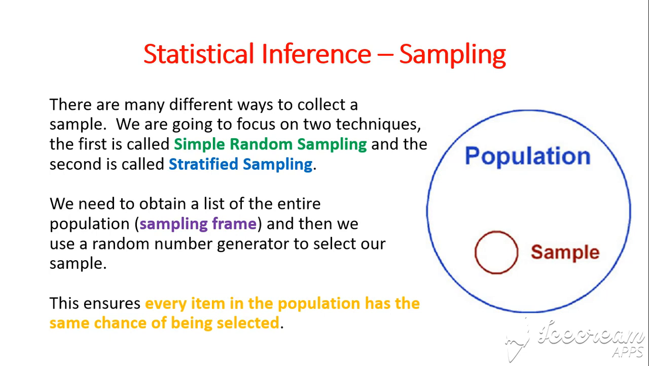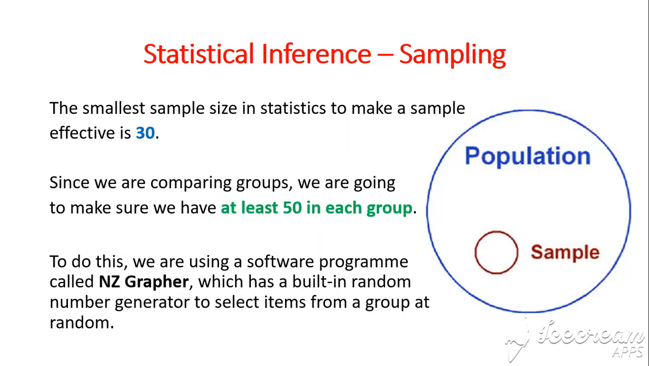Right, we've already talked about simple random sampling in the last video, so now we're moving on to stratified sampling. We still need a sampling frame, and we still can say that every item in the population has the same chance of being selected. Finally, remember the key thing we want is at least 50 in each group. It's a bit more than our minimum sample size of 30, and that allows us to explore trends, patterns, distributions better, and be a little bit more representative.